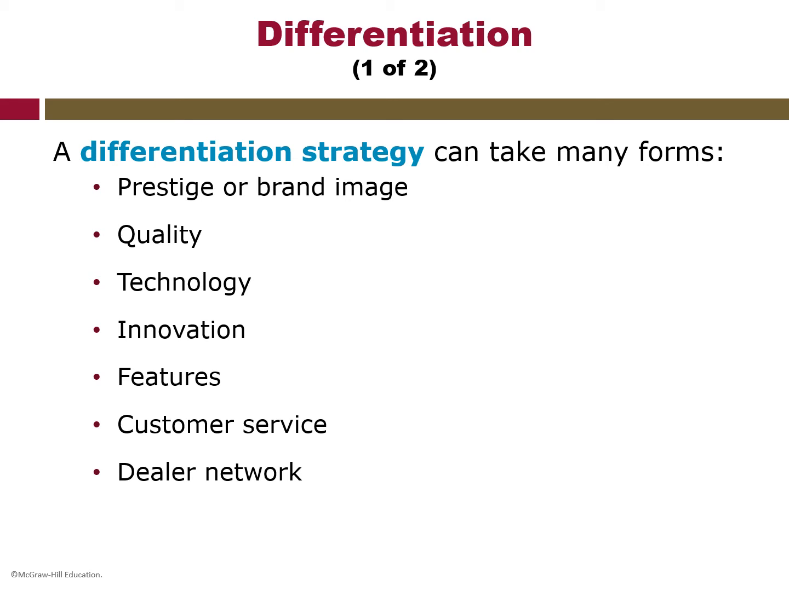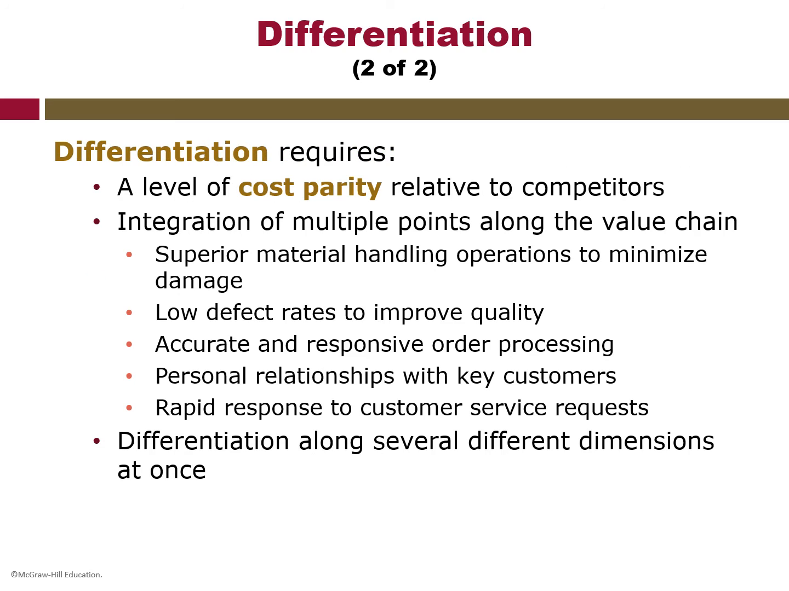Among the differentiation strategies that can be used are prestige or brand image, and we can also look at quality, technology, innovation, features, customer service, and the dealer network. Firms achieve and sustain differentiation advantages and attain above average performance when their price premium exceeds the extra costs incurred in being unique. But a differentiator cannot ignore costs. So a differentiator must reduce costs in all areas that do not affect differentiation.